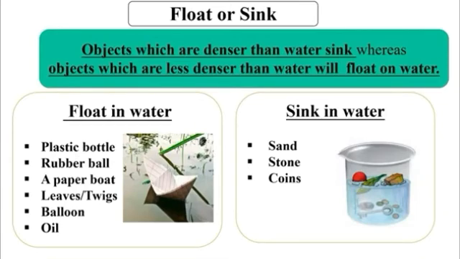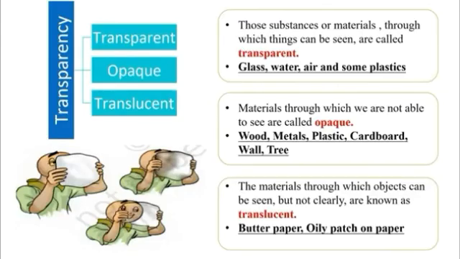And next, materials through which we are not able to see are called opaque materials, like wood, metals, plastic, cardboard, wall, tree, etc. And the last are materials through which objects can be seen but not clearly, known as translucent, like butter paper, an oily patch on paper, etc.